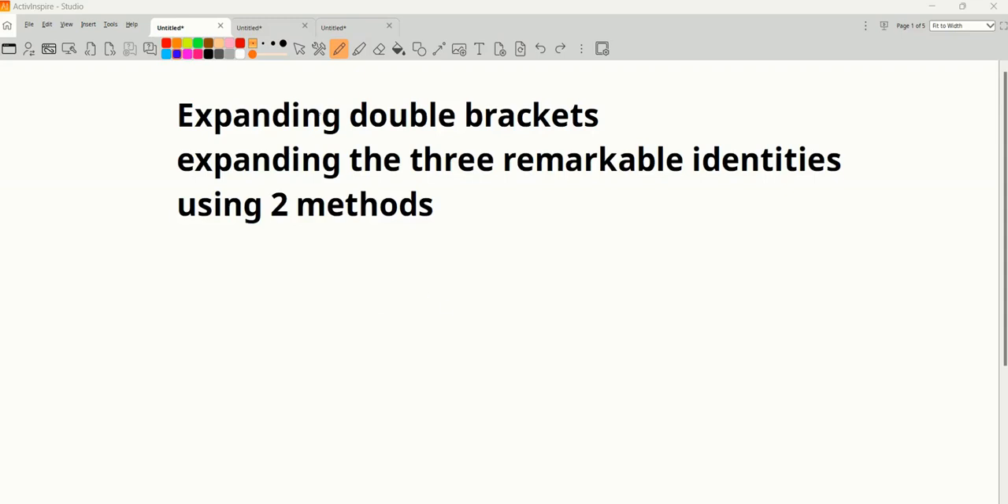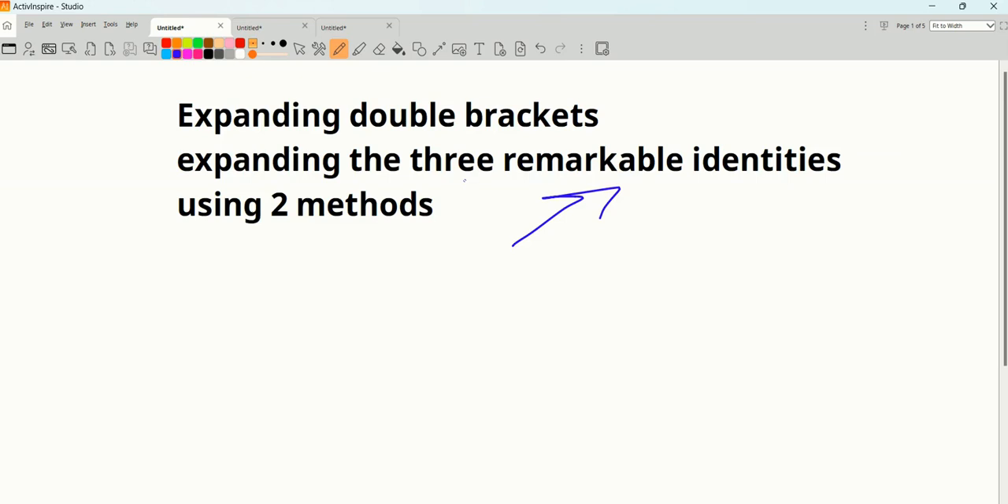We're going to be discussing expanding double brackets. And since double brackets are one of the main concepts you need to be able to work on remarkable identities, we are going to do one example of expanding double brackets and then three examples of remarkable identities. Each example will be referring to each remarkable identity.